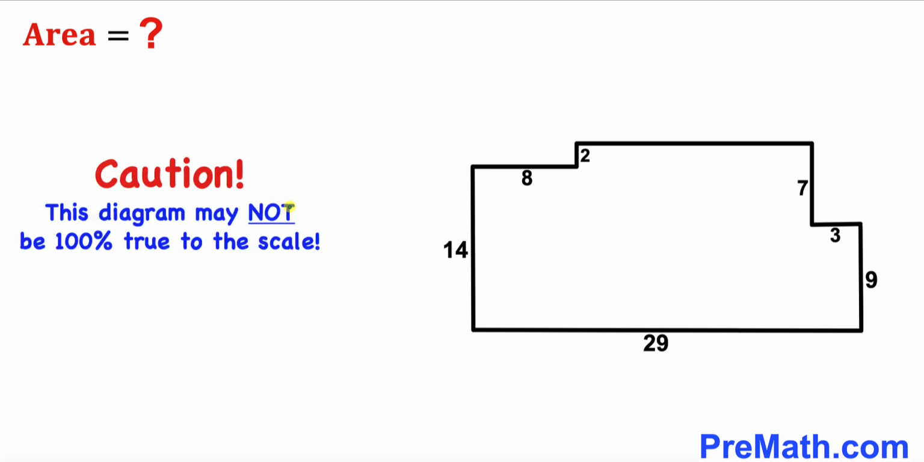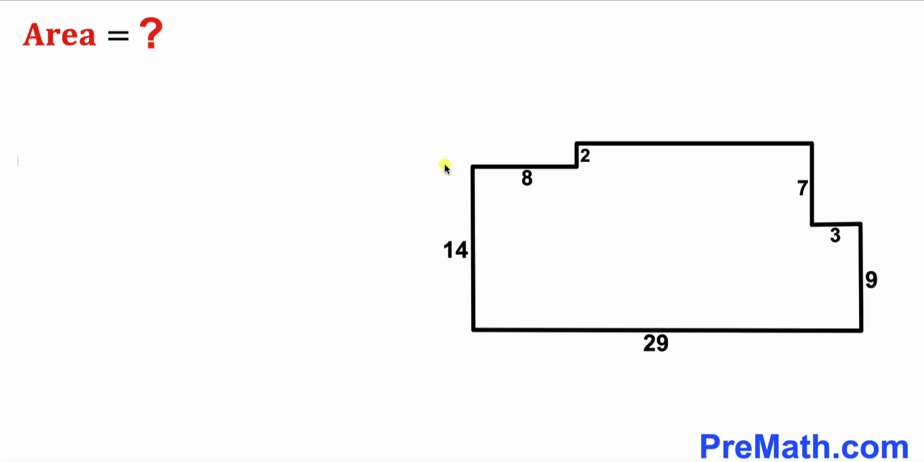Please keep in mind that this figure may not be 100% true to the scale. Let's go ahead and get started. And here's our very first step. I have drawn this red rectangle that encompasses our polygon, as you can see over here. And as a result, we got 3 rectangles. This first one is the big red rectangle, the other one is this blue rectangle, and this green rectangle. And furthermore, this blue and green rectangle is not part of our given polygon.